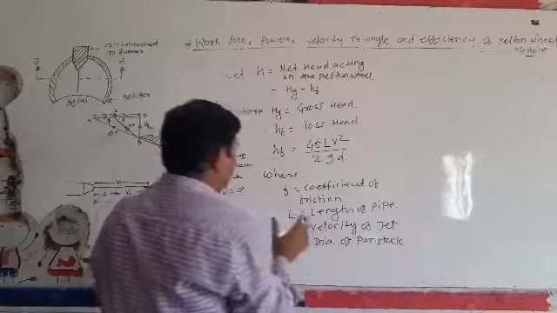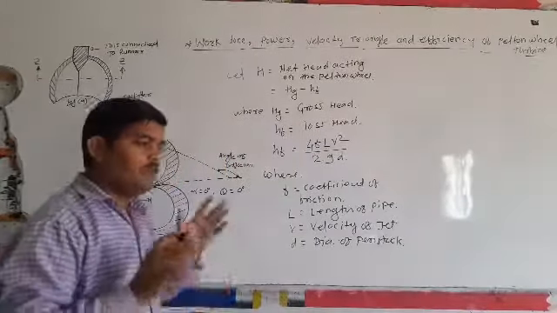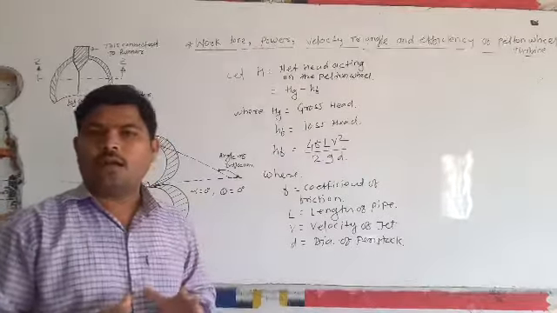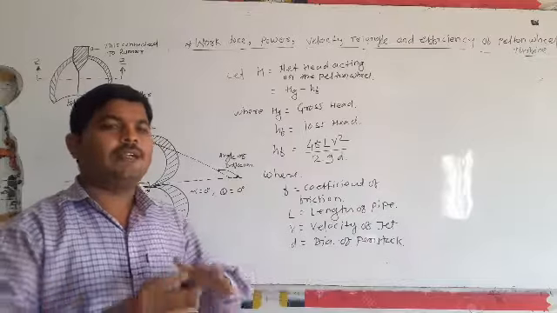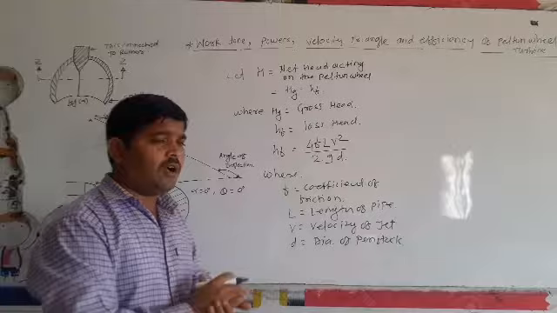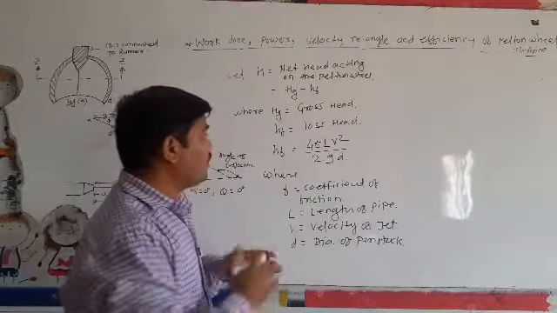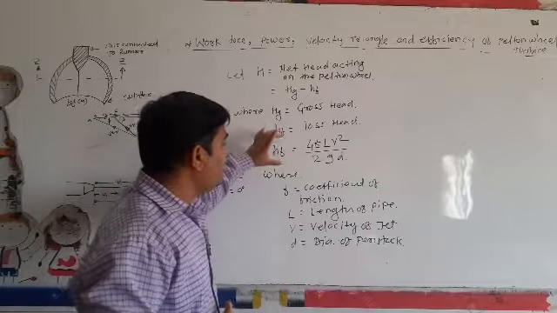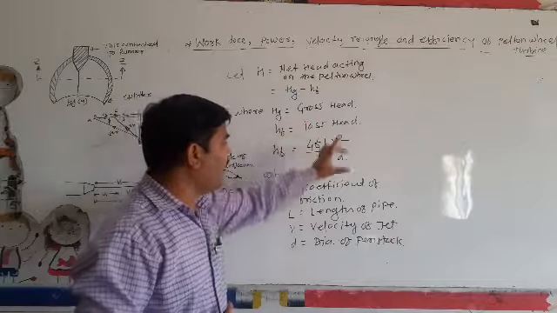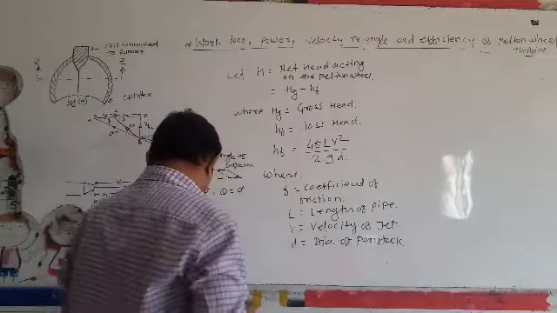We also have to study the losses. There are two types of losses: major losses and minor losses. Minor losses occur only due to sudden contraction, sudden expansion, bends and elbows in pipe fittings, and major loss occurs in a long pipe, which is only the friction loss. We calculate this loss using the formula: head loss Hf is equal to 4fLV² divided by 2gD.